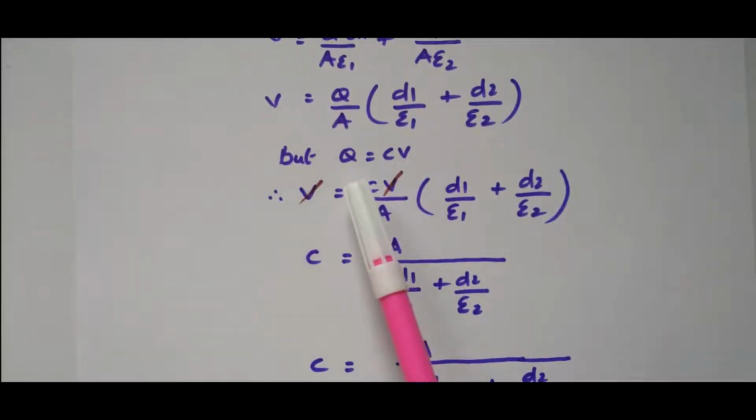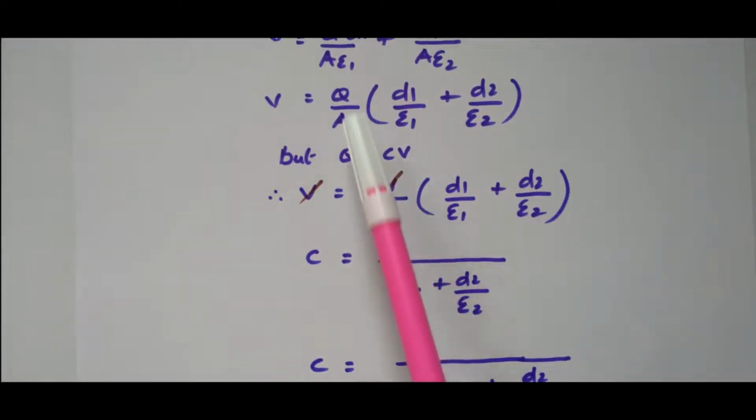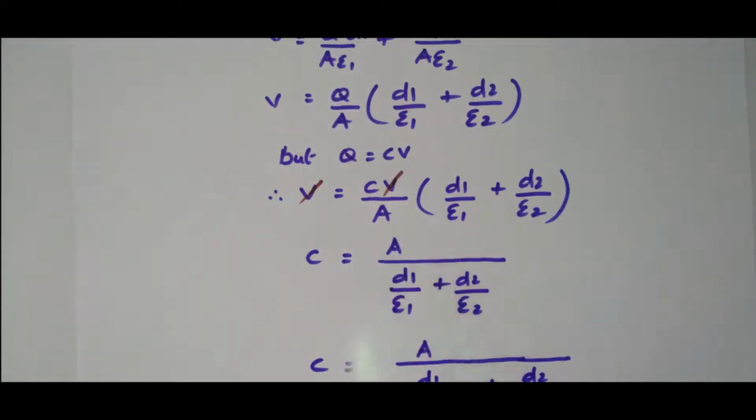Now we'll substitute Q equal to CV, right? The charge Q equal to CV, we will replace here, so that this V got cancelled, right? Now we bring this term in the numerator and this term in the denominator, so that C equal to A divided by D1 divided by epsilon 1 plus D2 divided by epsilon 2, right? So now we got the expression for capacitance.